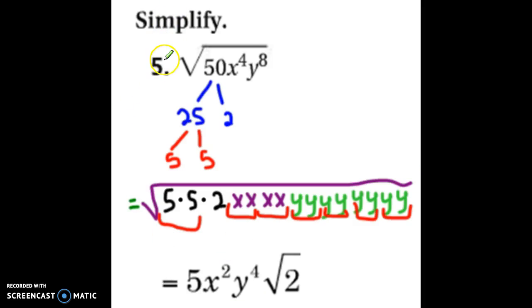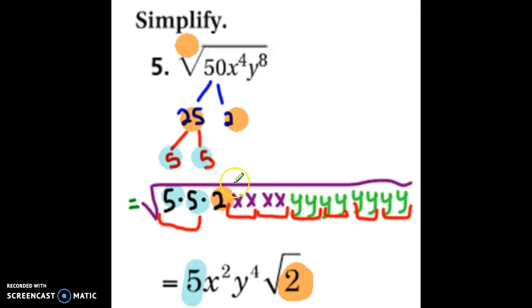In problem 5, my index is 2. So I'm going to factor 50. I get 25 times 2. I'm going to factor 25, 5 and 5. So I got a set of 5's. So that's how 5 came out. 2 does not come out. 2 stays under the radical.